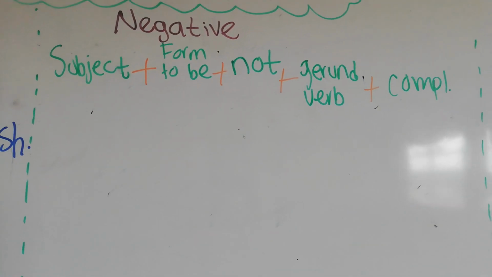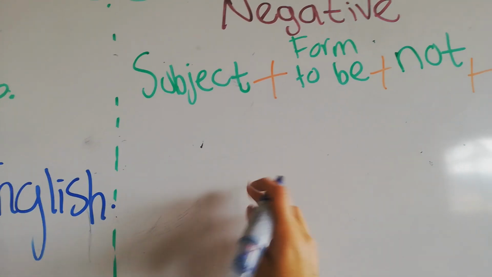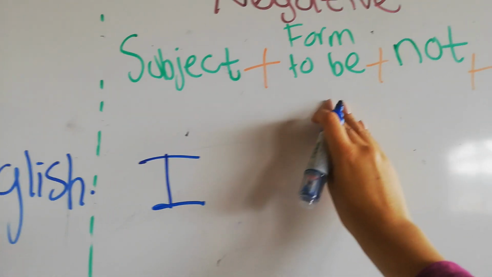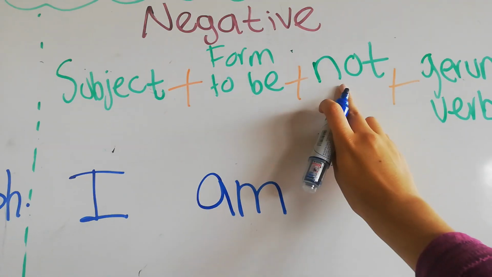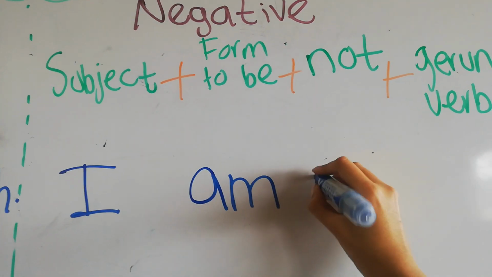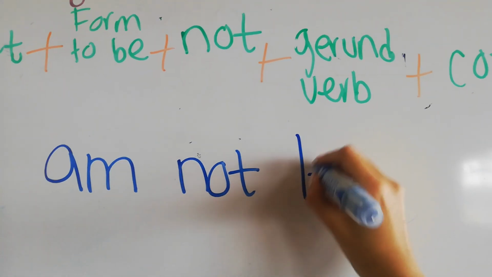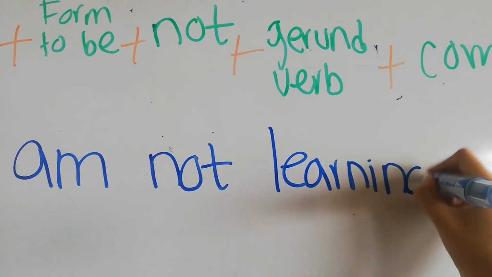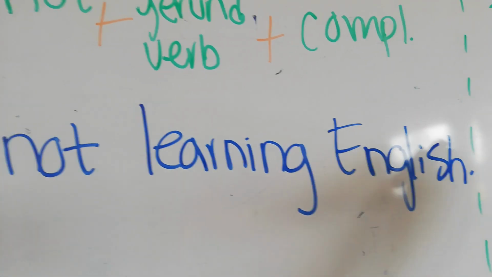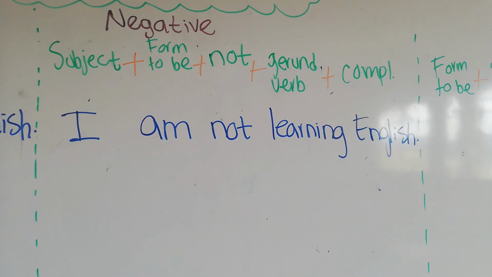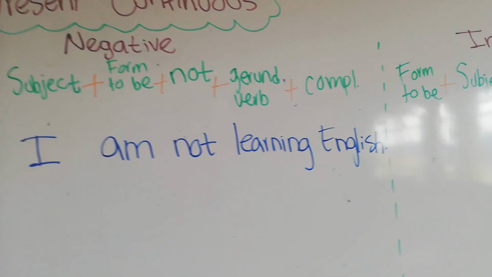Now let's continue with the same example, but in negative. My subject is I. The form to be am. Remember that it is negative, so I use the word not. My gerund verb, learning, and my complement, that is English. And this is my sentence in negative form. I am not learning English.